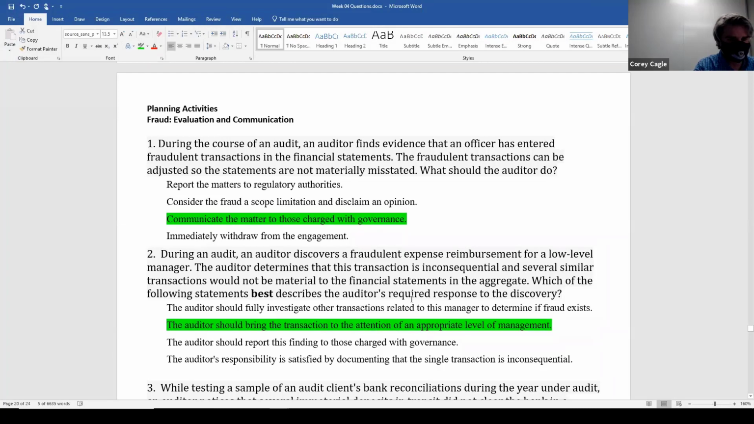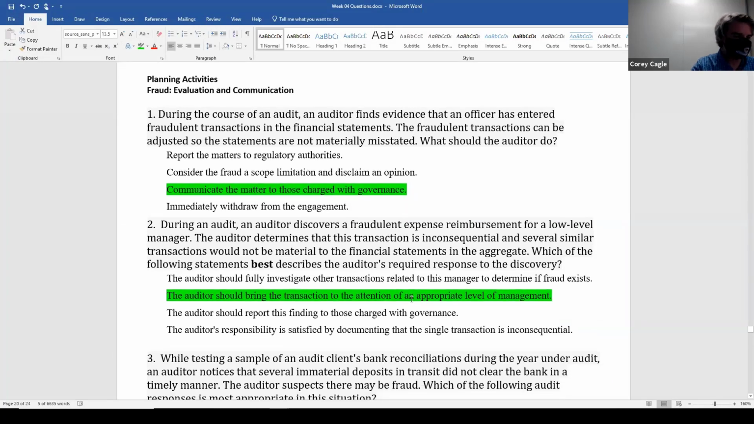Let's look at the first couple. Simple things we just talked about, really. Number 1 says, during the course of an audit, an auditor finds evidence that an officer has entered fraudulent transactions in the financial statements. The fraudulent transactions can be adjusted so the statements are not materially misstated. What should we do? So one of the top level people has fraudulently done some things, we can adjust it to make things fine.